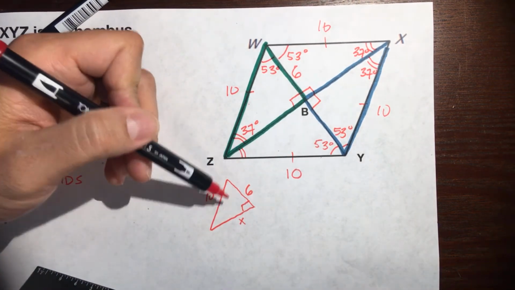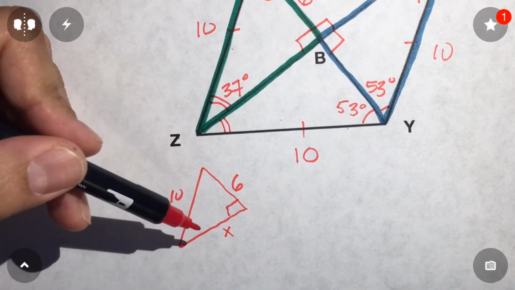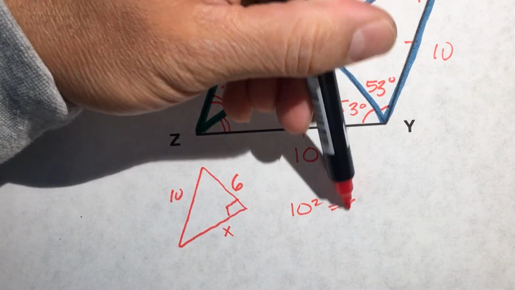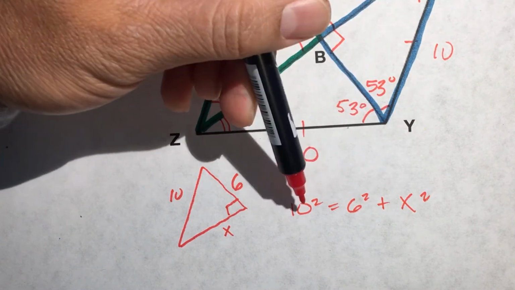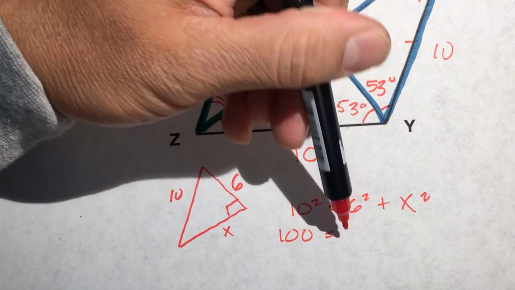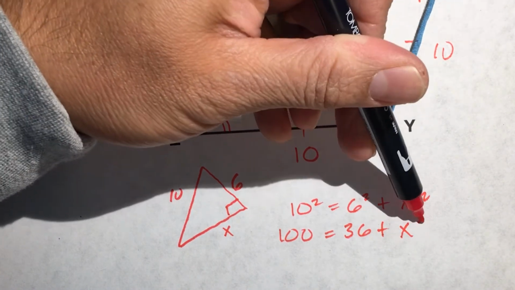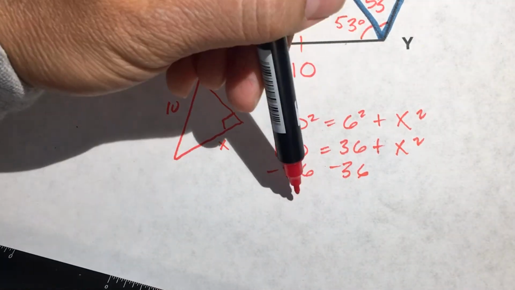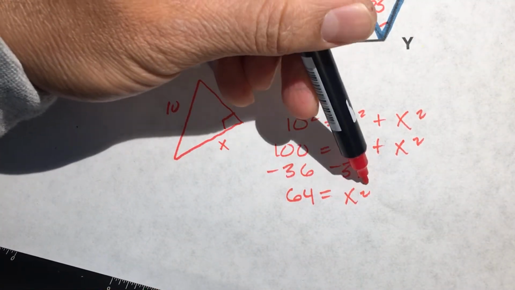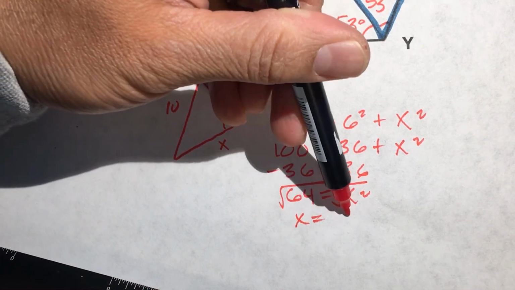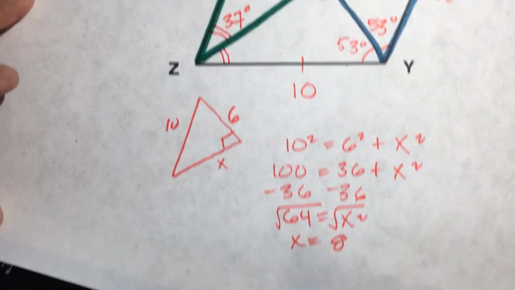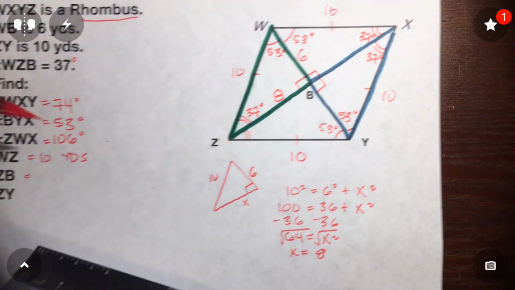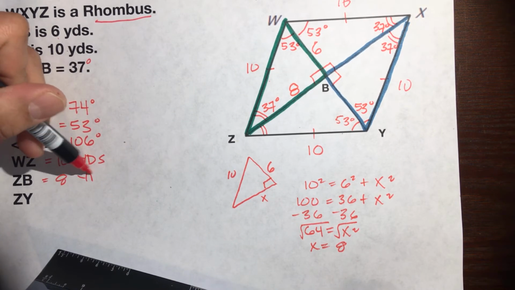Hey, we have two sides of a right triangle. So what can we use? Yep, the Pythagorean Theorem. 10 squared is equal to 6 squared plus X squared. 10 squared is 100. 6 squared is, don't say 12, it's 36. We're going to subtract 36 from both sides, and that is 64 is equal to X squared. Square root both sides. X is 8. So ZB is 8 yards.